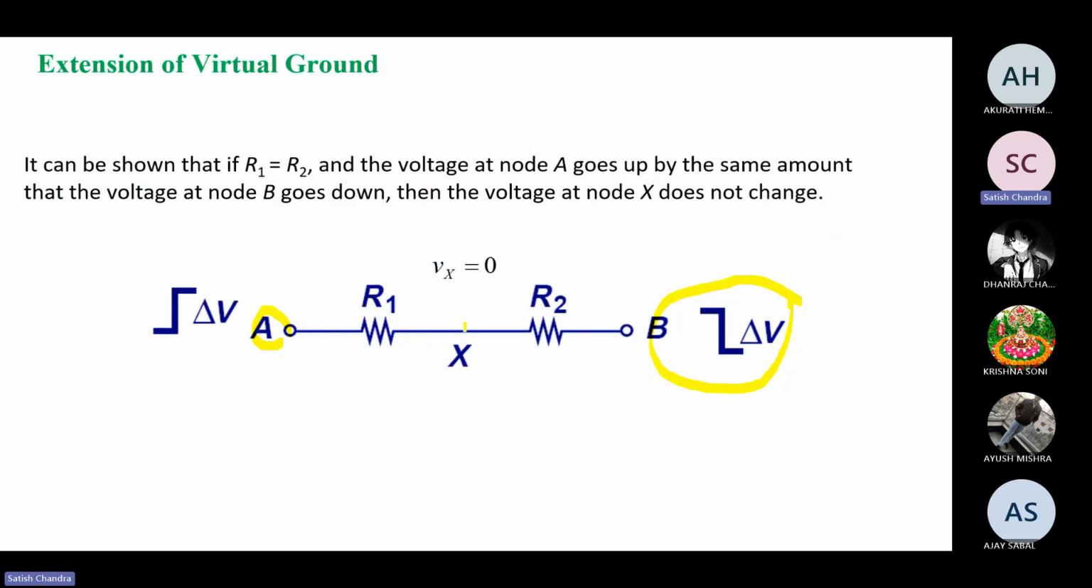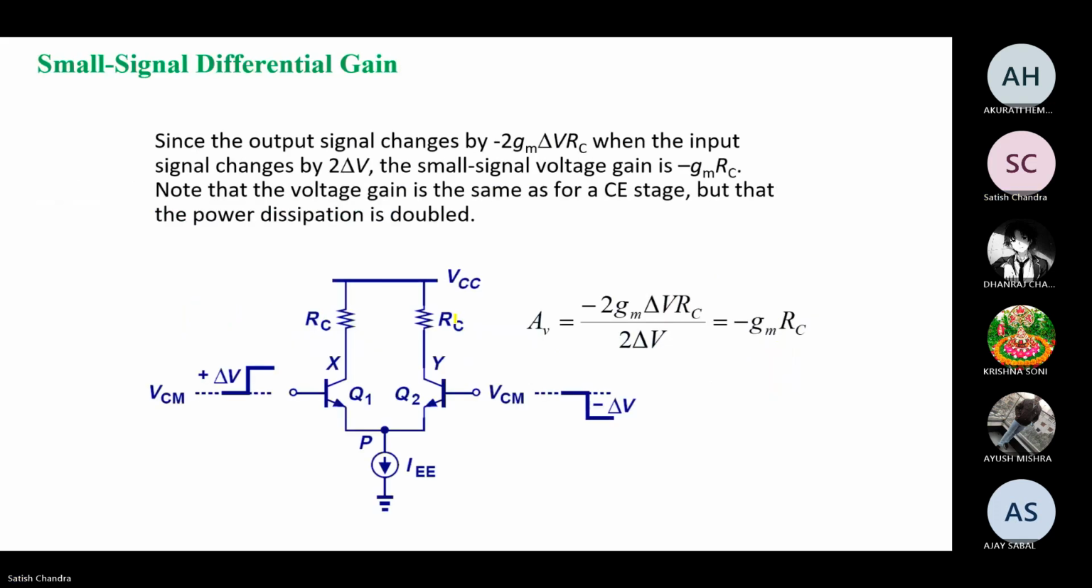So it means at the middle, the voltage is not going to change; it remains the same value. There will be no change of any kind. That is what is called the virtual ground concept. Now, that is the basis of the small signal differential gain.